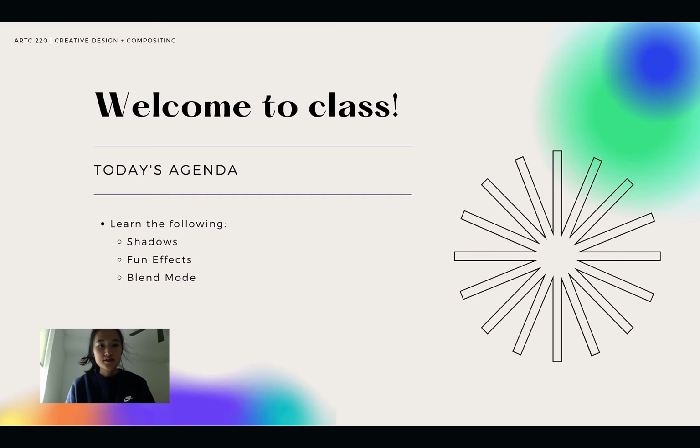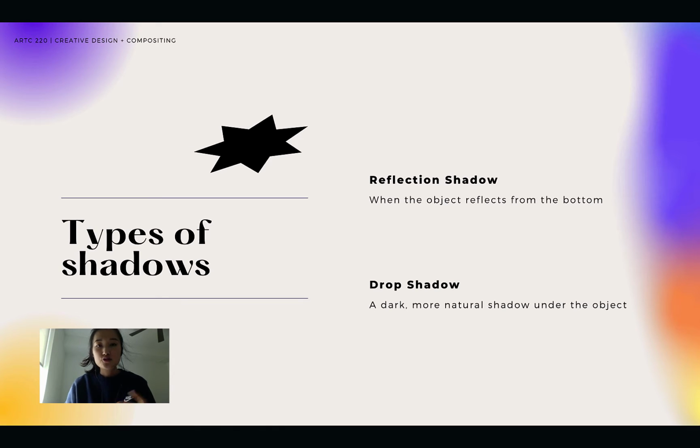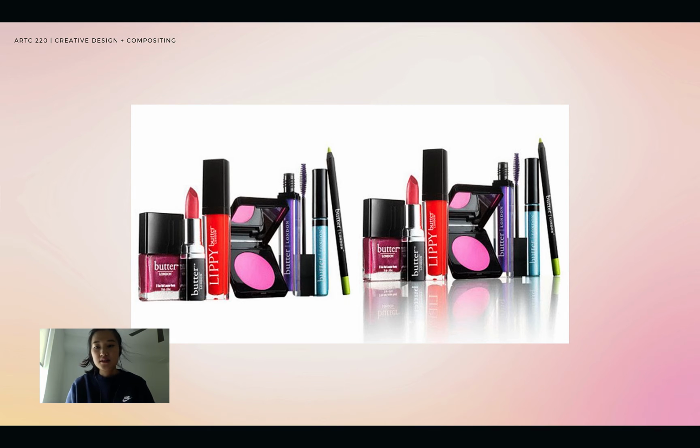So first, let's talk about the shadows. There's 2 different types of shadows that people usually use. One is a reflective shadow, and another is a drop shadow. So let's take a look at the examples. So you can see here that a reflective shadow on the right is when you can see the reflection of the product right below it. It's sort of like a mirror effect.